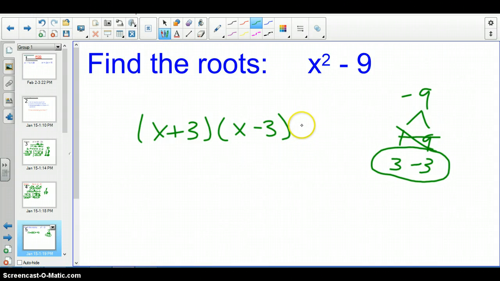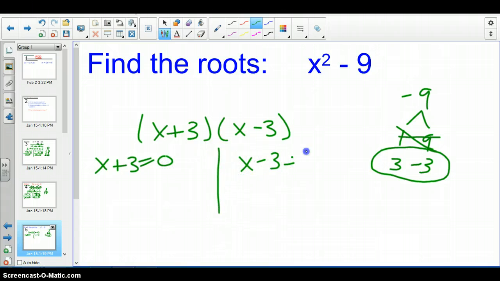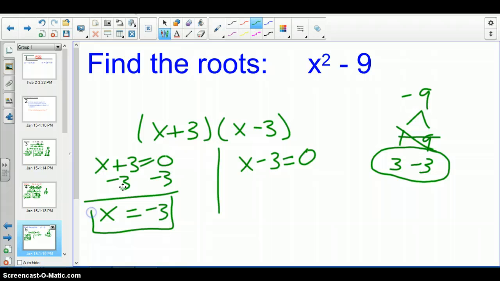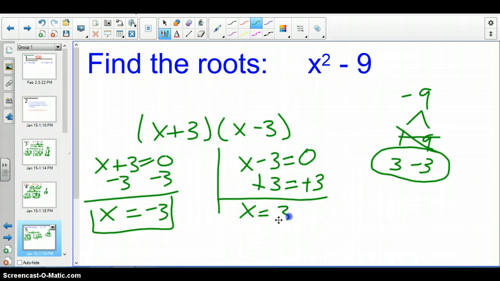Okay, so if we want to find the roots of this, once again, set each parenthesis equal to 0. And without even doing this, I can tell you that the answers are going to be 3 and negative 3 because we just got to change the signs inside the parenthesis here. So x equals negative 3 and x equals 3. And that's our final answer for that one.